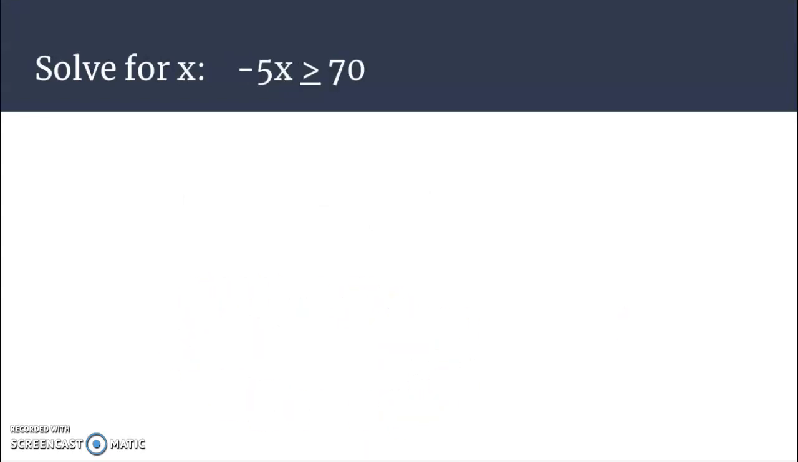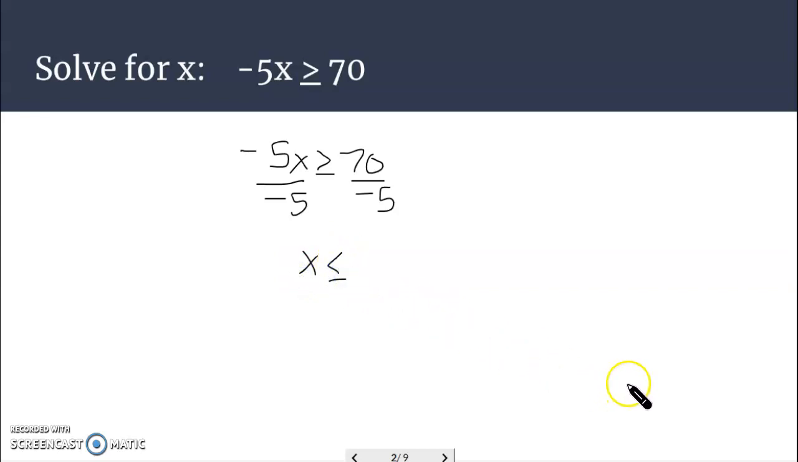Let's look at another one. This time we're solving for x: -5x is greater than or equal to 70. We're going to divide both sides by -5. Rule in inequalities: when dividing or multiplying by a negative, the inequality symbol gets switched around. 70 divided by -5 is -14.